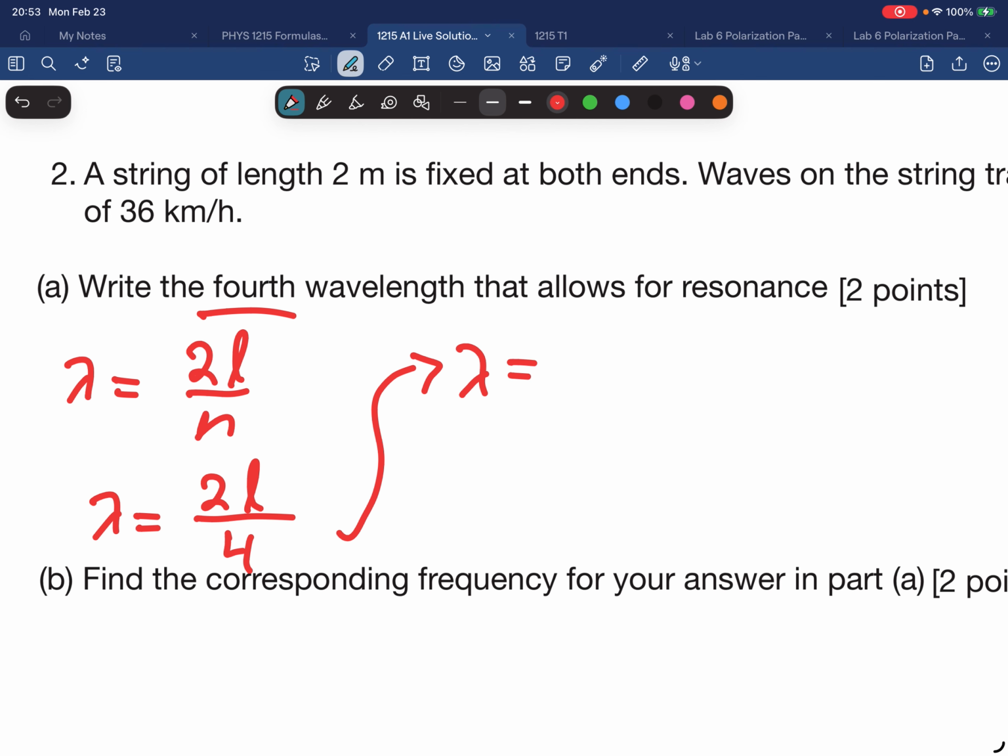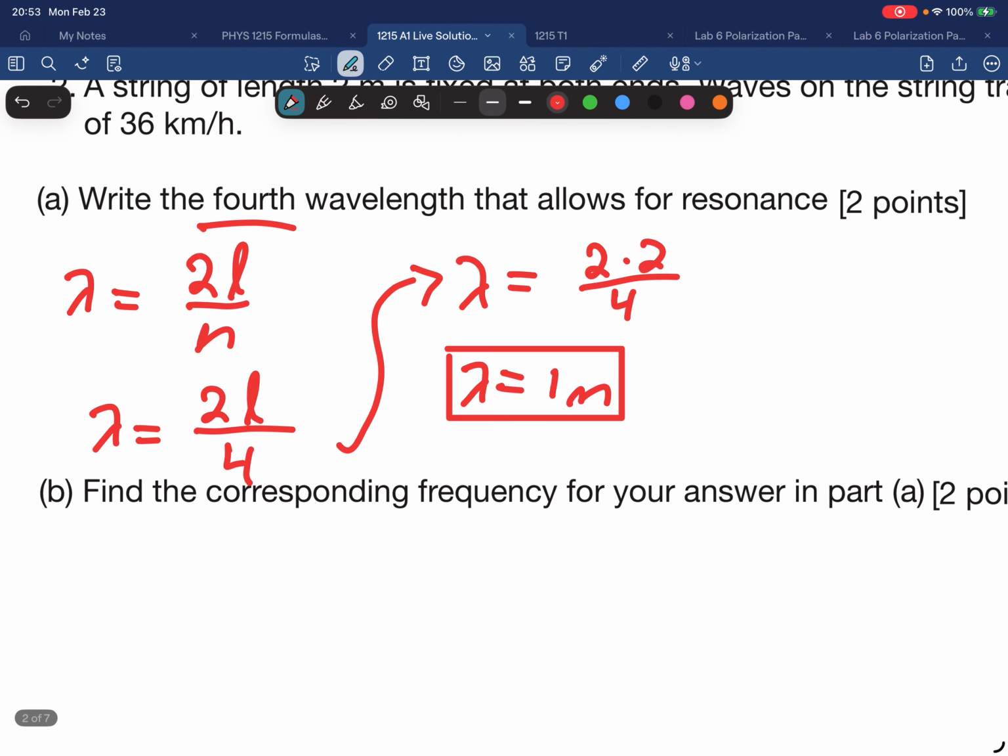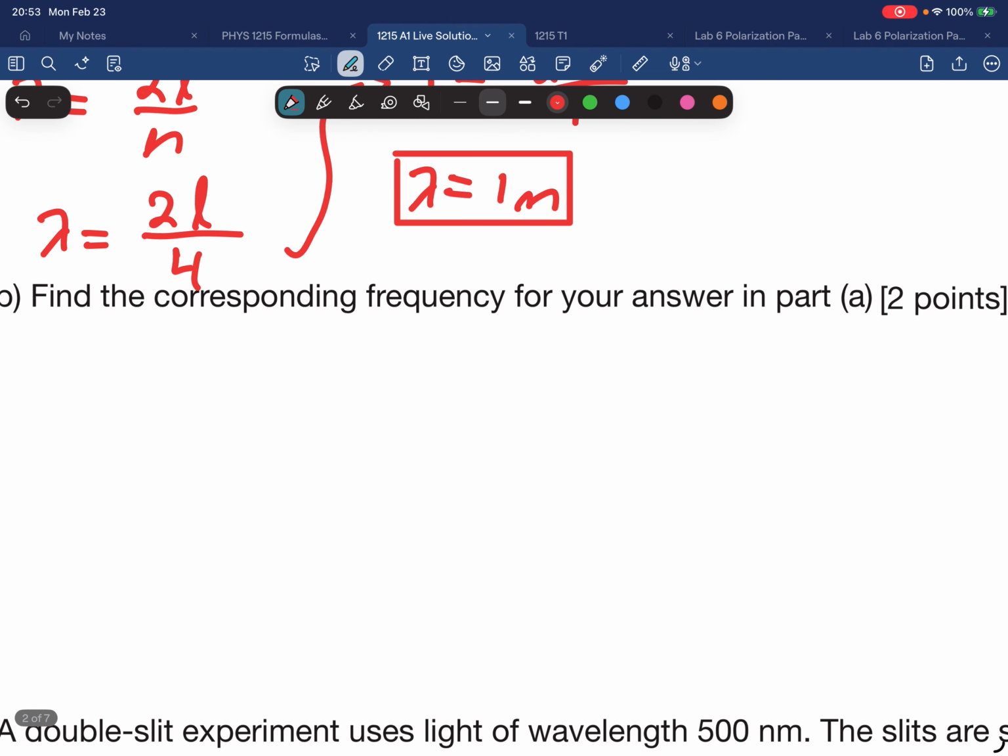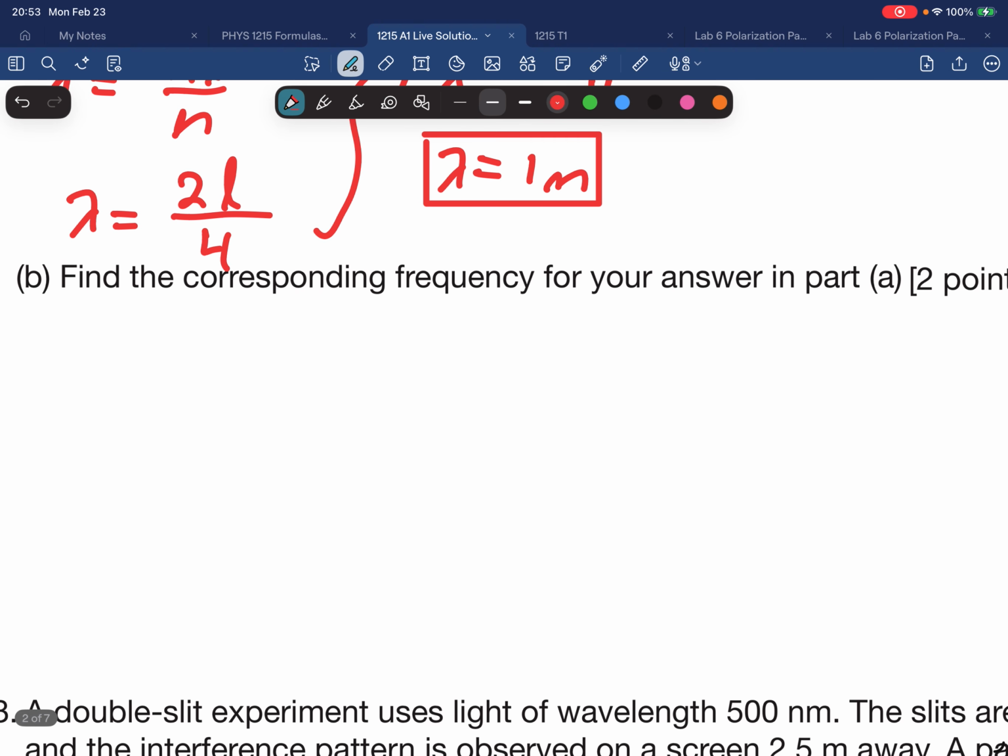And we're told that the length of the string is 2 meters. So I end up with 2 times 2 over 4. Lambda equals 1 meter. For part B, find the corresponding frequency for your answer in part A.